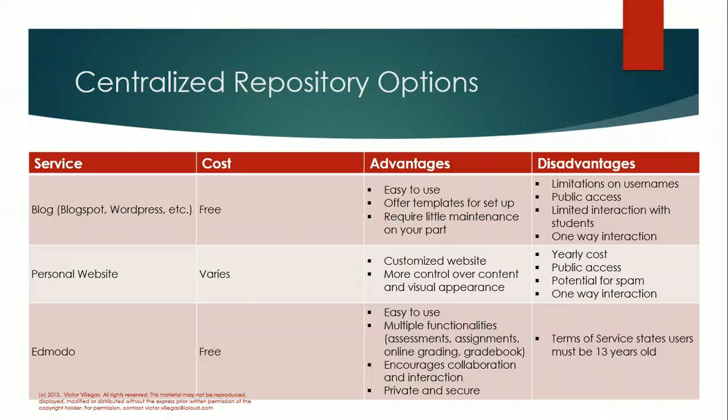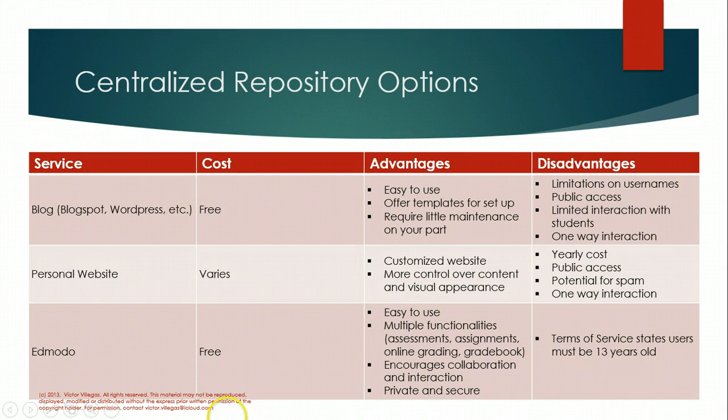Now, of course, the disadvantage is that this is a yearly cost. And again, you have your public access where anyone can come across your website. You still have potential for spam. And again, it's one-way interaction. You're basically posting things on the internet, and your students are viewing them, or watching them, or clicking on the link, but they're not really responding to you.